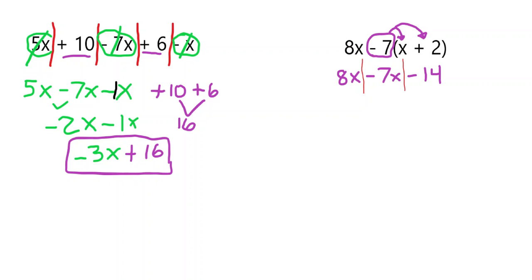And now I can combine my like terms. Separate them, find my like terms. 8x and negative 7x both have an x, so I can combine them. That gives me 1x. In algebra, we don't write 1x, we usually just write x. I'm done with those. What's left over is that negative 14, so I can just bring that down because I can't combine it with anything else. And my final answer is just x minus 14.